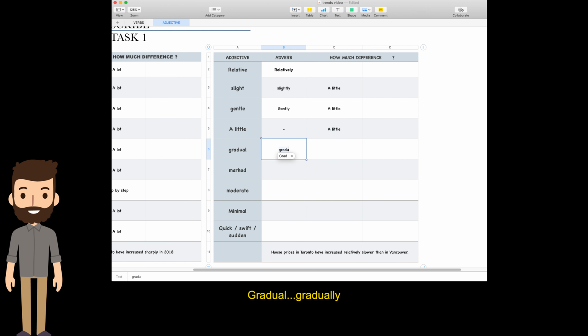Gradual, gradually, a little. It's got an element of slow there. It's going up slowly, or it's going down. If something is going down slowly, we can also say house prices in Toronto have decreased gradually. So they're going down step by step. Or going up step by step.